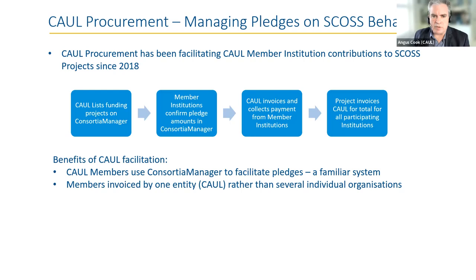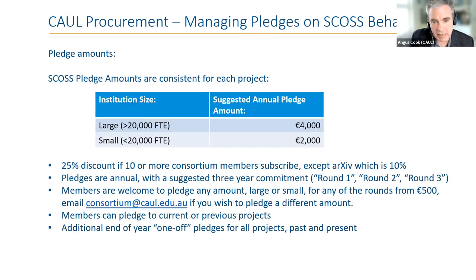So basically, we list the projects in Consortium Manager, member institutions confirm the pledges there, we invoice the members, and then we make that payment back to the projects. As Martin said, the figures for institutions are 4,000 for a large institution or 2,000 for a small institution. If we get 10 or more institutions pledging to a specific project in a year, there will be a 25% discount associated with that.